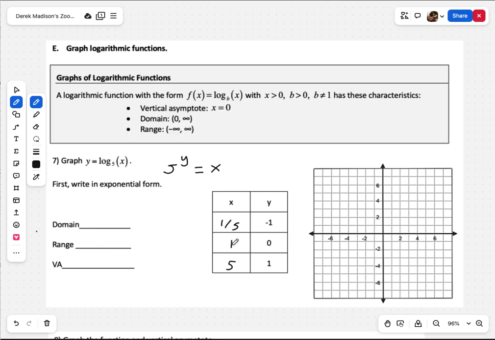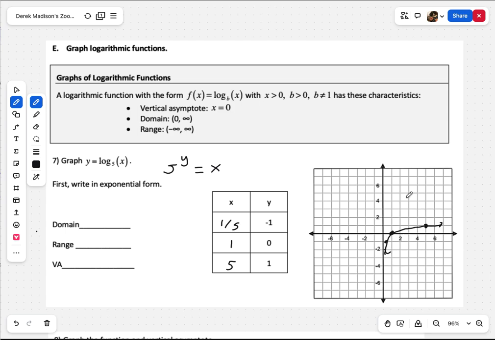Graphing this, we get, and again, I never like to start with a fraction. I start with the easy one. So right there, (1, 0), and then (5, 1). And then the (1/5, -1), that's the one that's going to be kind of close to the axis right there. And so we get a graph that looks something like that.